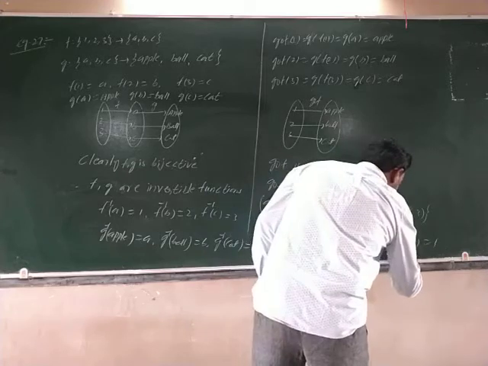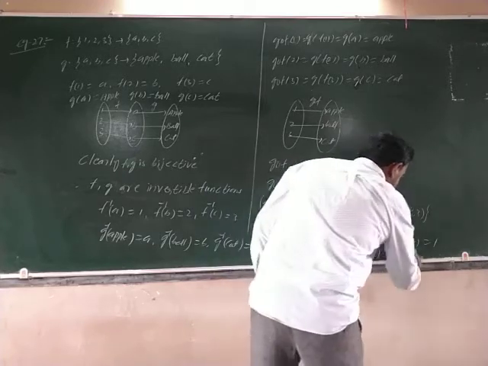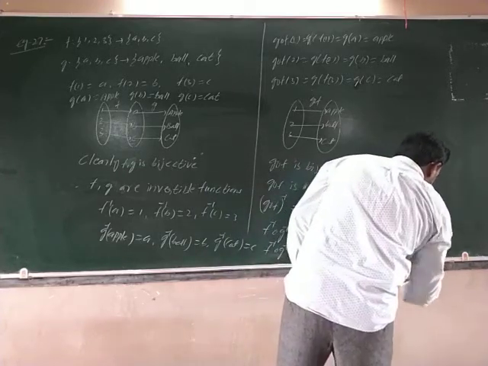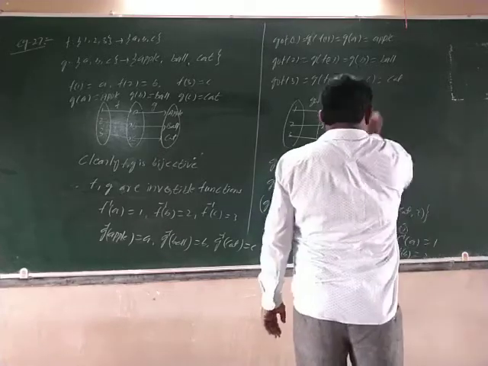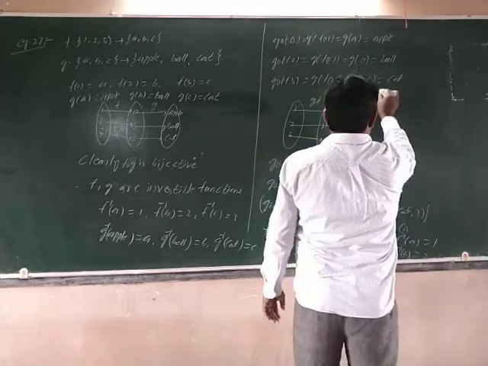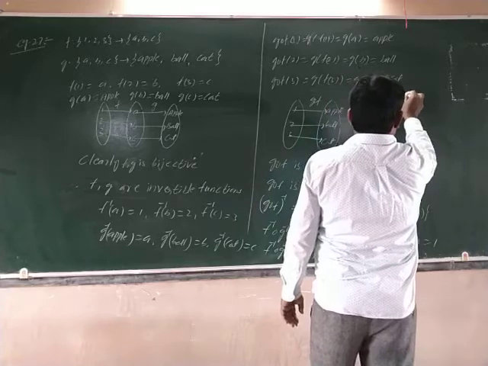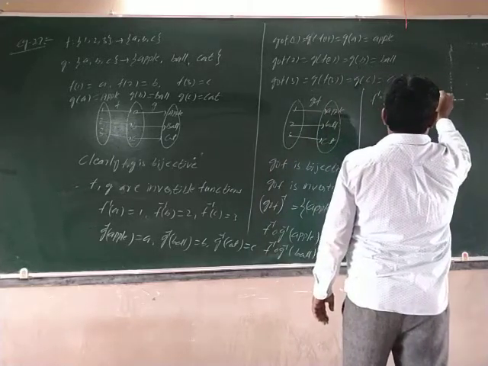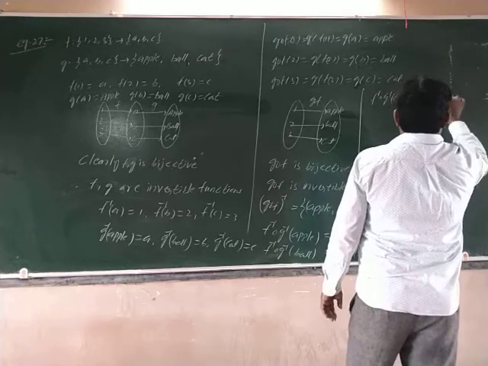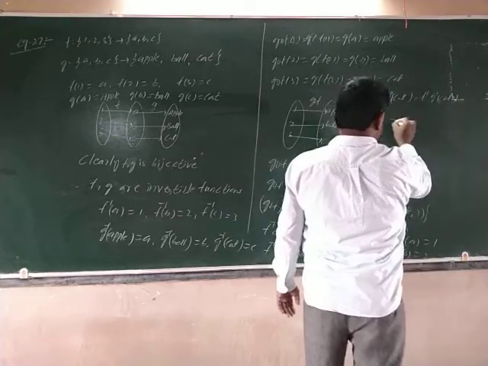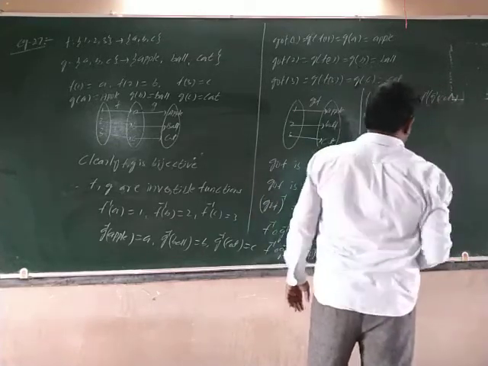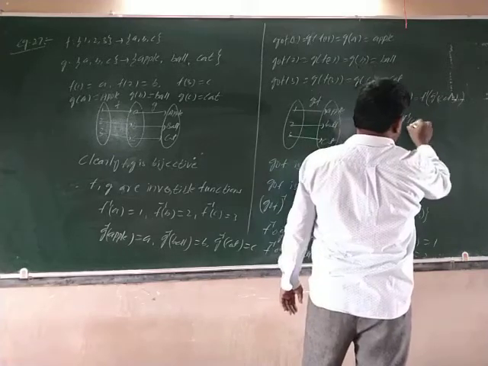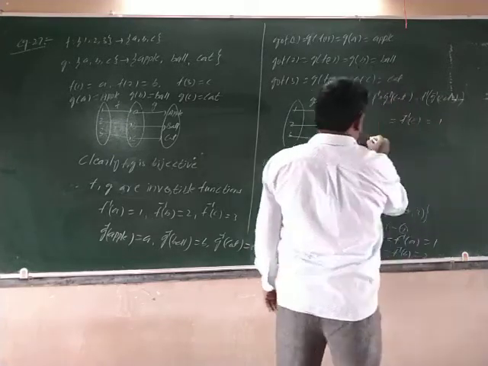This is equal to F inverse of G inverse of ball, which is equal to B. F inverse of B is equal to 2. Now, F inverse circle G inverse of cat. This is equal to F inverse of G inverse of cat, which is equal to C. F inverse of C is equal to 1.